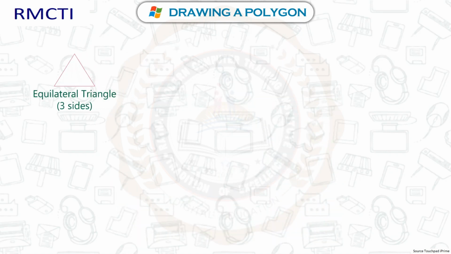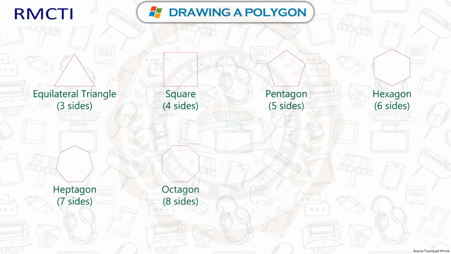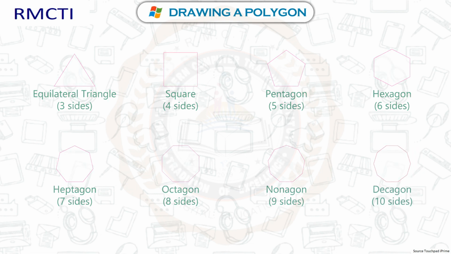Equilateral triangle, 3 sides. Square, 4 sides. Pentagon, 5 sides. Hexagon, 6 sides. Heptagon, 7 sides. Octagon, 8 sides. Nonagon, 9 sides. Decagon, 10 sides.